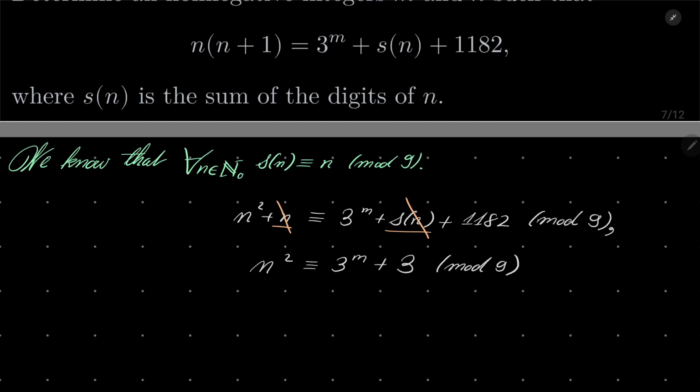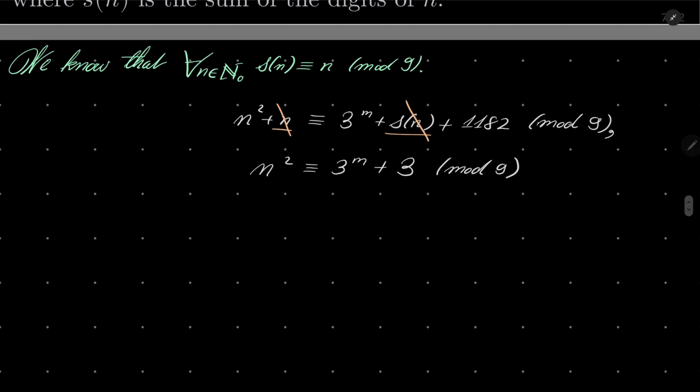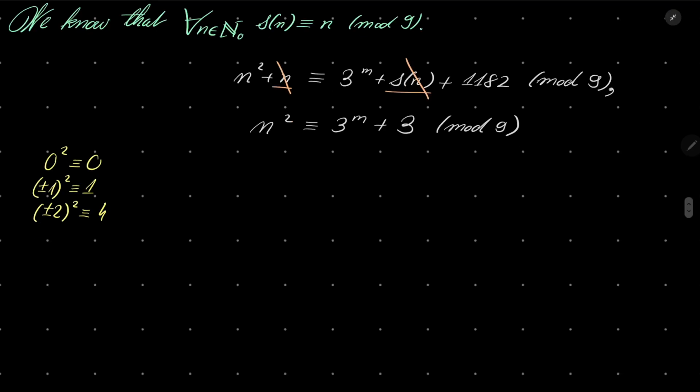And now I wish to do a couple of things. What are the possible quadratic residues modulo 9? Well, 0 squared is congruent to 0, plus minus 1 squared is congruent to 1, plus minus 2 squared is congruent to 4, plus minus 3 squared is congruent to 0, and finally plus minus 4 squared is 16, which is congruent to 7 modulo 9. So the only possible quadratic residues are 0, 1, 4, and 7.